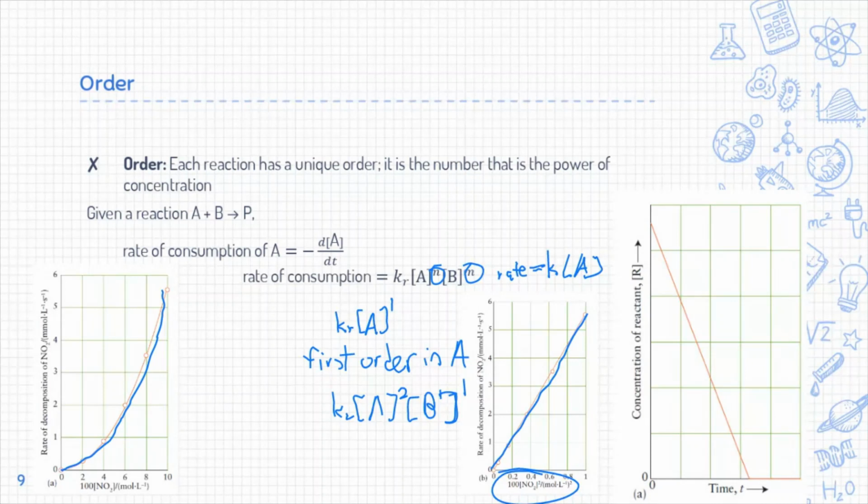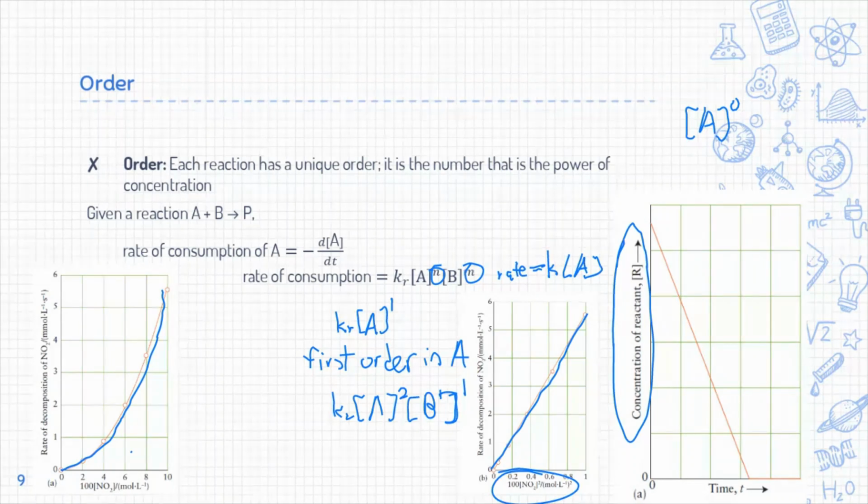And this is something called a zeroth order, that's when the rate of the reaction is independent of the concentration. As you can see, this is the concentration of reactant, not the rate of decomposition. And we see that it's decreasing steadily.